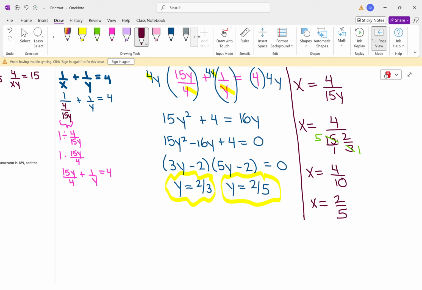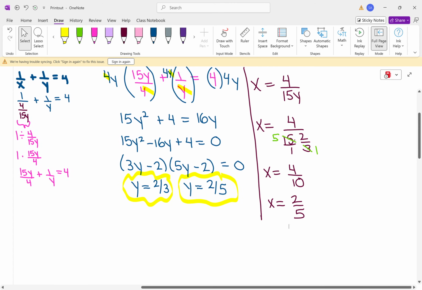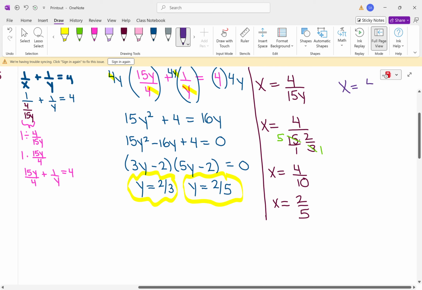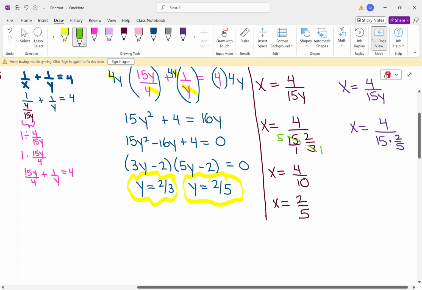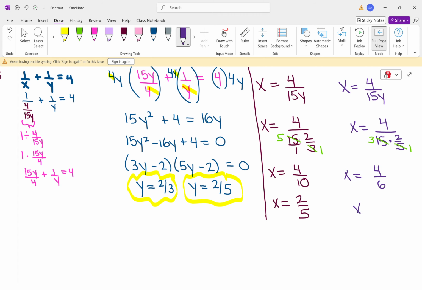And then the other one is going to be, again, x is equal to 4 over 15y. So x is equal to 4 over 15 times 2/5. And again, we can cross simplify. 5 goes into 5 once, 5 goes into 15 3 times. So we get x is equal to 4 over 6. So x will equal 2/3.